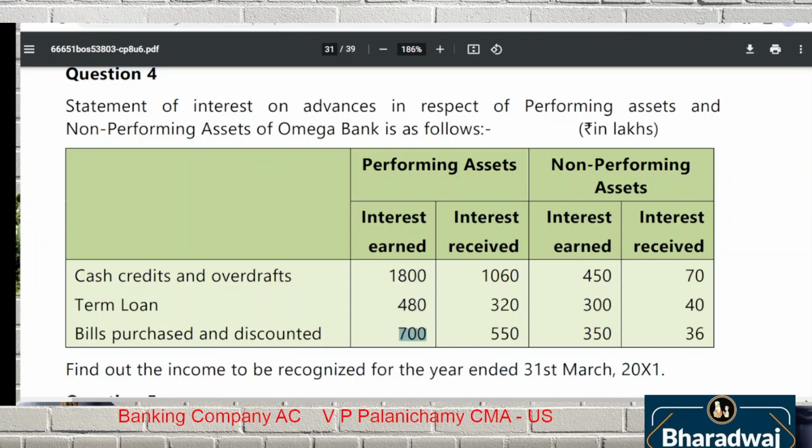Performing asset, add that interest earned. Receipt doesn't matter. For the non-performing asset, add interest received. You will get the answer. Accrual basis for performing asset. Cash basis for non-performing assets. That's all. So we have learned how to recognize income on performing assets and non-performing assets: earned basis, receipt basis. That we are applying in this question.